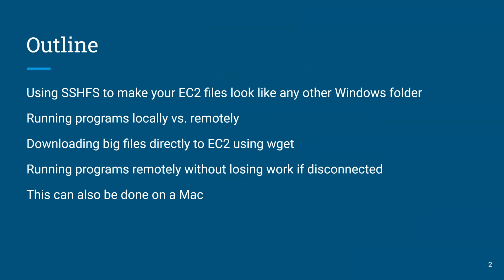Quick outline. We're first going to talk about using SSHFS, which stands for Secure Shell File System, to make your EC2 remote files look just like any other local Windows or Mac folder. Then we'll talk a bit about running programs locally versus remotely. For this class, you want to run them remotely to make sure you get the right answers. Then I'll give some hints for downloading big files directly to EC2 using utilities like wget.